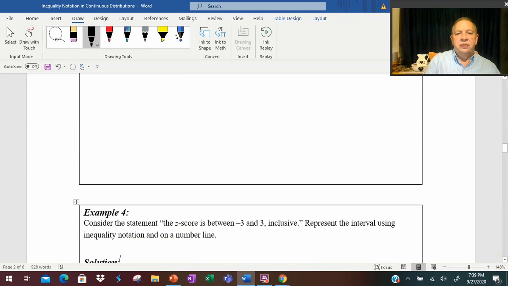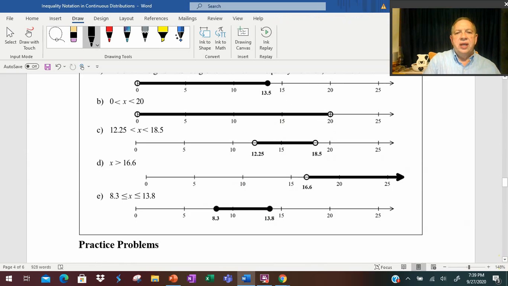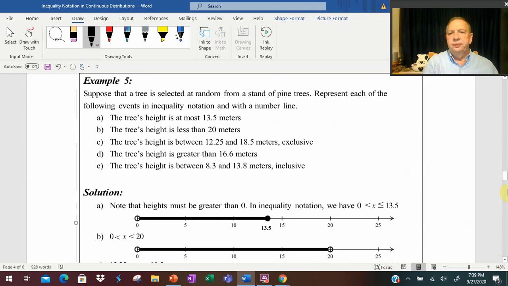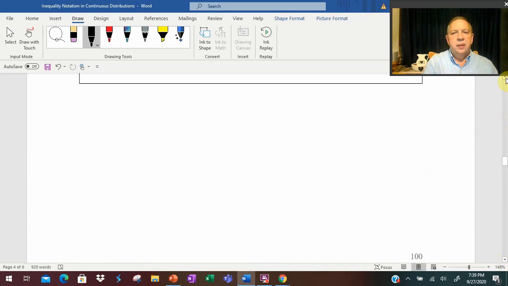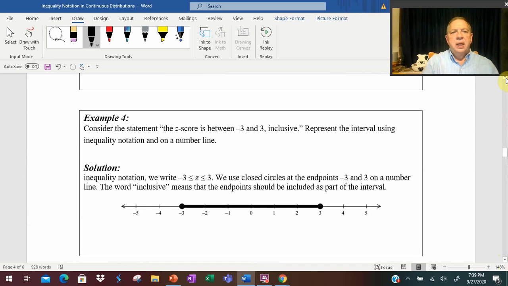I still got a little bit left over there. Consider the statement, whoops, went too far. Back up. Consider the statement the z-score is between -3 and 3 inclusive. There's the other version. The first we did was exclusive. The two endpoints were not included in there. These, they are. Inclusive means they're filled in and the numbers between -3 and 3.